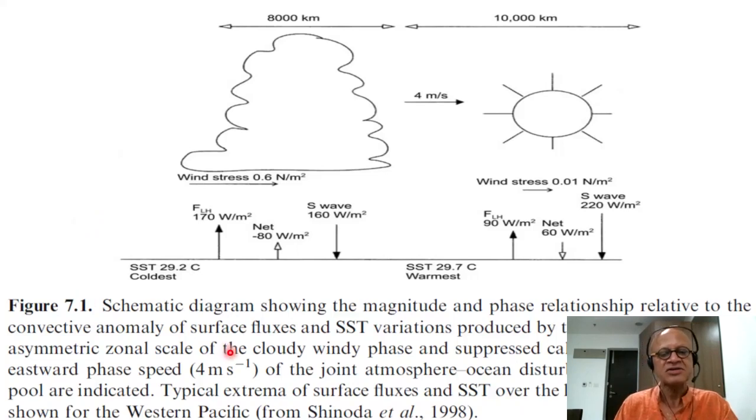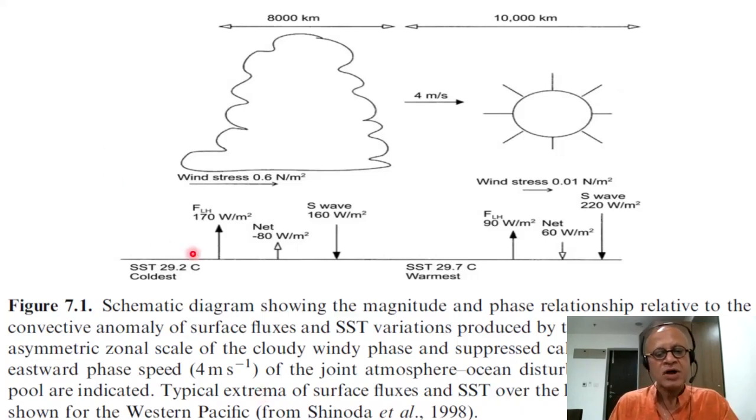So the asymmetric zonal scale of the cloudy windy phase and the suppressed calm phase, as well as the eastward phase speed of around 4 meters per second of the joint atmosphere-ocean disturbance across the warm pool, are indicated. Typical extrema of surface fluxes and SST over the life cycle of the MJOs are shown for the Western Pacific.